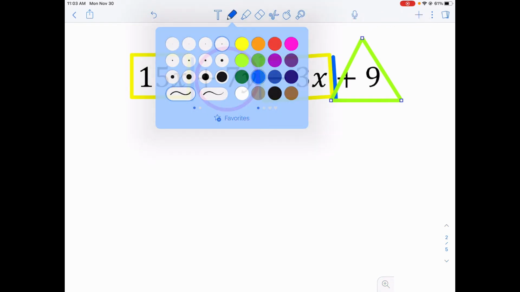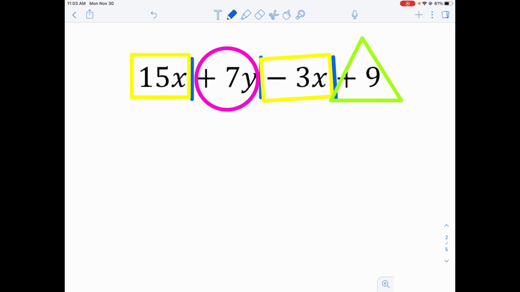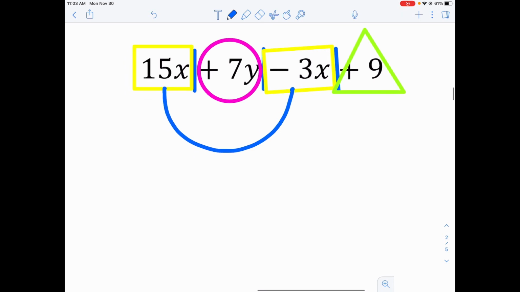After you have all of your like terms identified, now you're going to go through and link the ones that are like terms. So 15x and a negative 3x, those are like terms. 7y has no like terms in this expression, and 9 has no like terms in this expression. Now that they're linked, I'm going to go through and I'm going to add them. So adding 15x plus a negative 3x. Add the numbers, keep the variable. So 15 plus a negative 3 is 12. Keep the same variable, x.